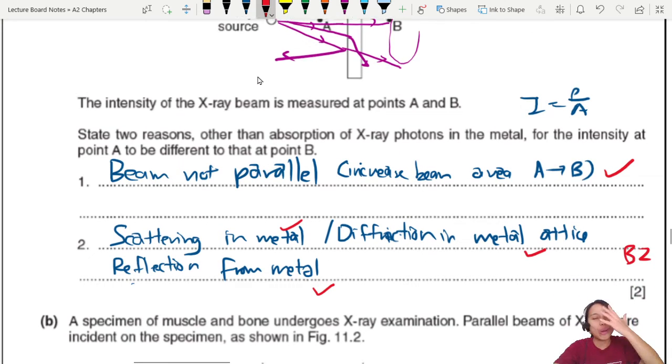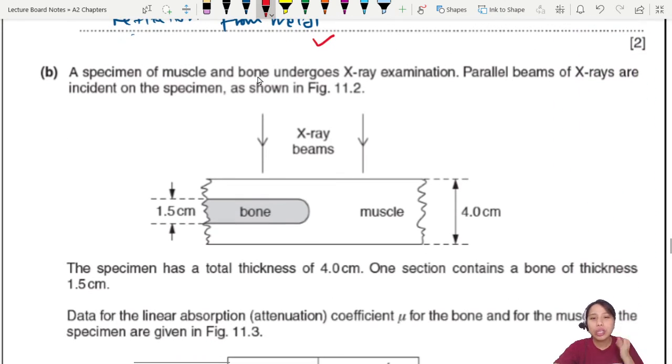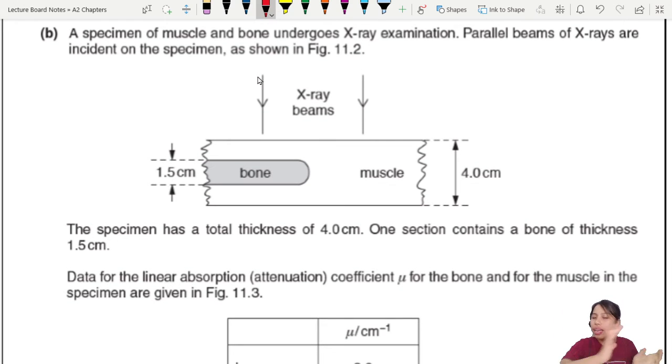That's why we talk about all these things of how to make sure you get the best image possible. Anyway, let's look at an actual scan. A specimen of muscle and bone. Why does the bone suddenly end here? I don't know what part of your body has a bone that suddenly ends abruptly.